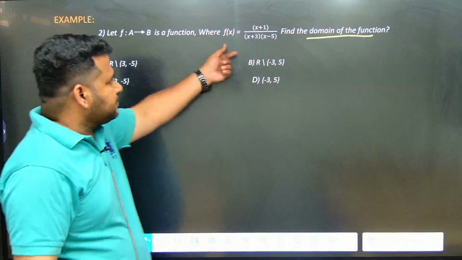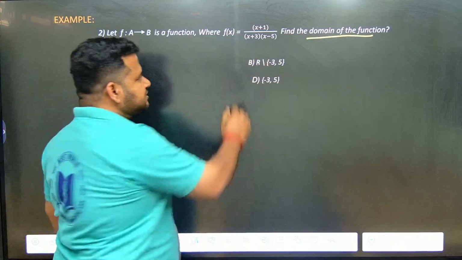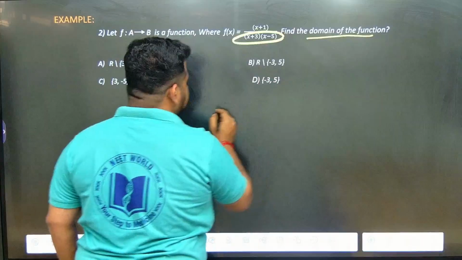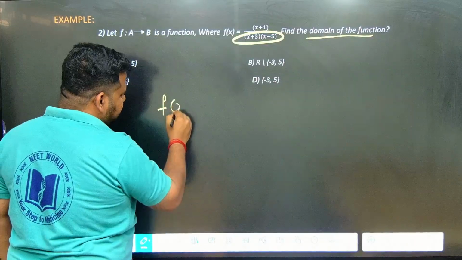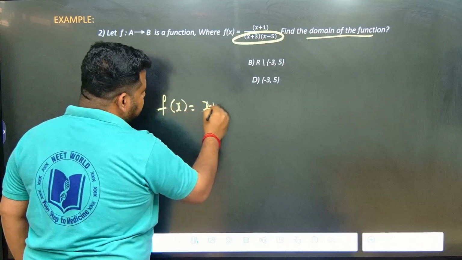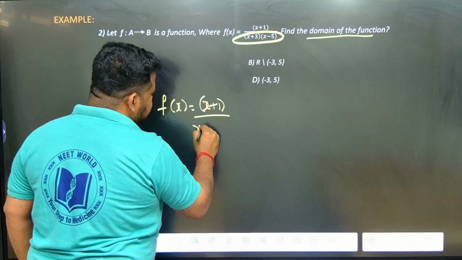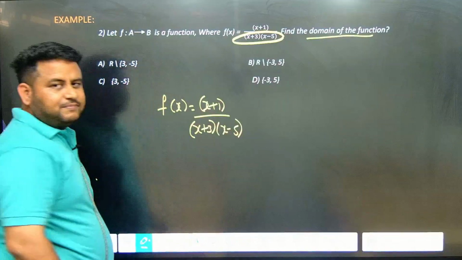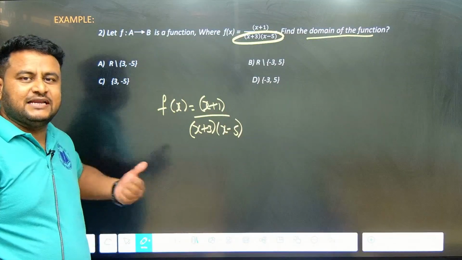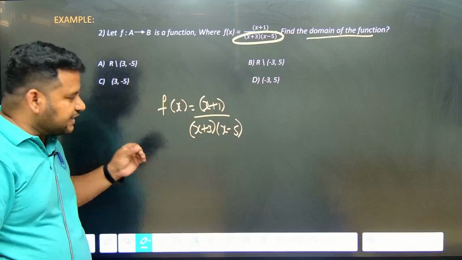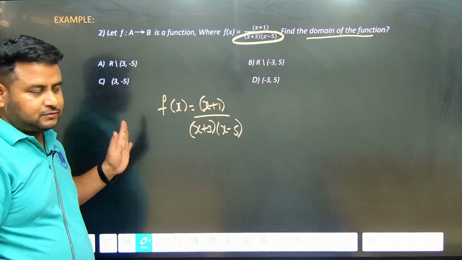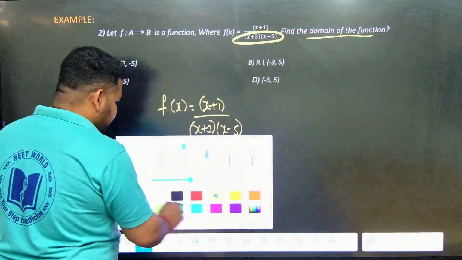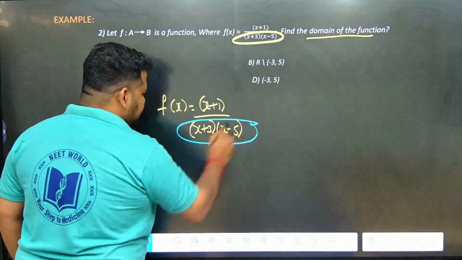So see here, a denominator is there. What is this denominator? This is x plus 3 by x minus 1. Let me write down. F of x is given as x plus 1 by x plus 3 into x minus 1. They are asking the domain. Domain means what? For this function, what are the inputs I can give for this function? So for this, observe here in the denominator, we are having x plus 3 and x minus 5.